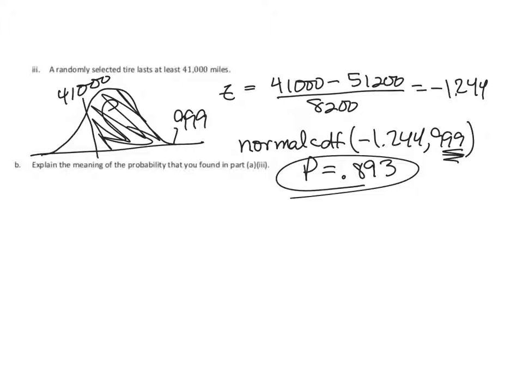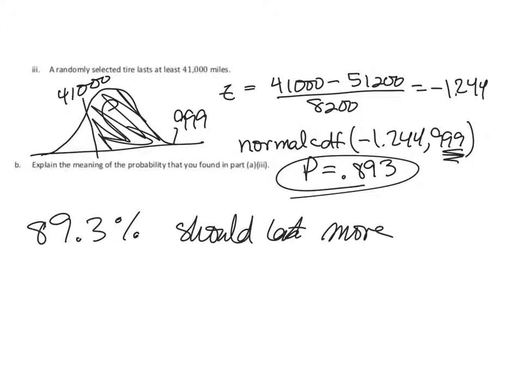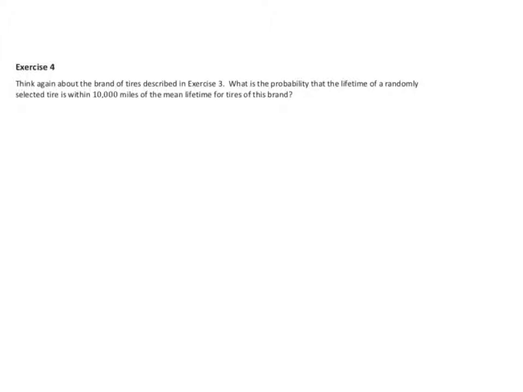Explain the meaning of the probability you found in part 3. So if a large number of tires of this brand were to be randomly selected, you would expect about 89.3% of them to last more than 41,000 miles. Okay, moving on. Exercise 4.